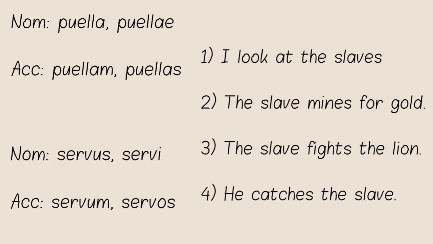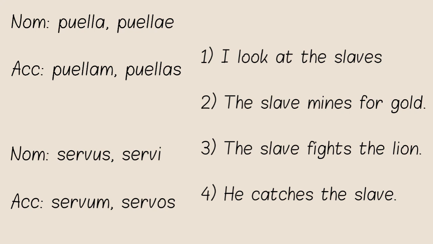So we have more sample sentences here. If we have I look at the slaves, it's plural, and it's going to be accusative because they're the ones being looked at. So it's the object. Number 2, the slave mines for gold. The slave is the one doing the action of mining. So the slave is in the nominative and it's singular, so it's servus.